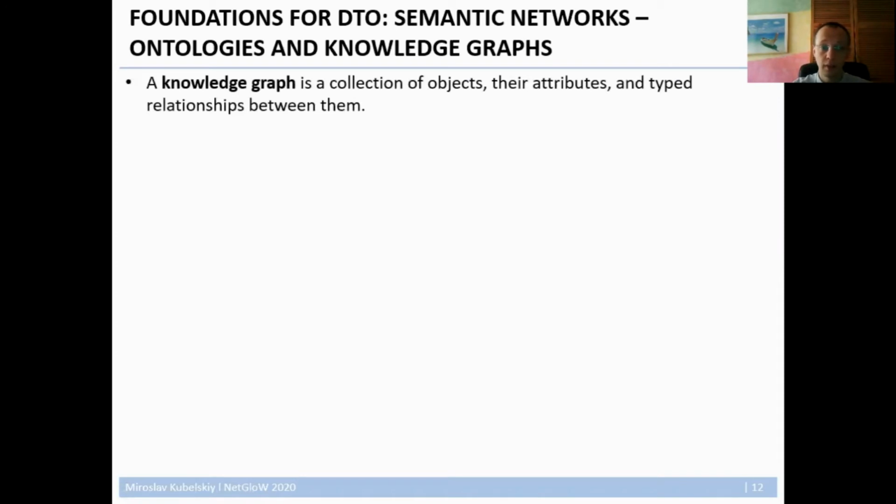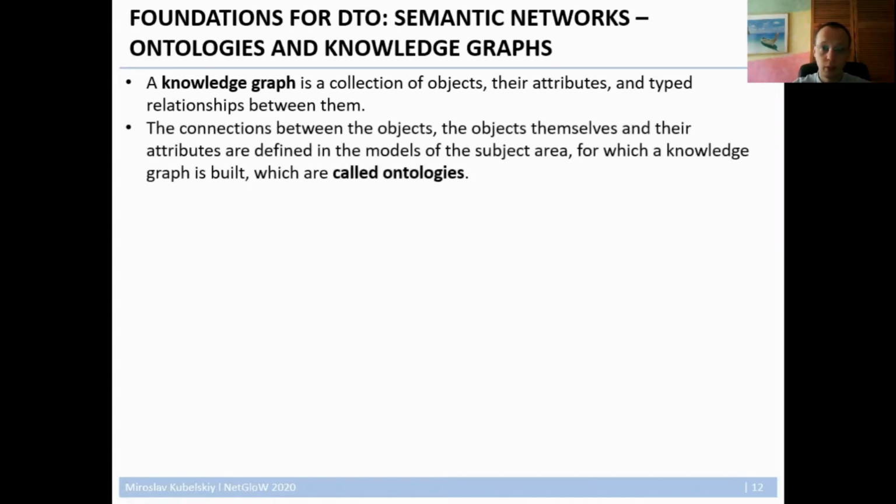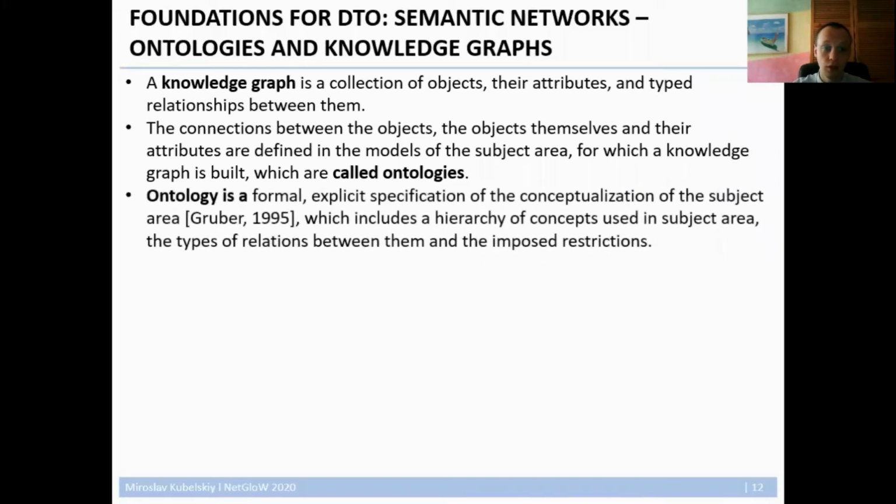Knowledge graphs can be considered as a collection of objects, their attributes, and the relationships between them. The objects themselves and their attributes are defined in the models of the subject area, for which a knowledge graph is built, which are called ontologies. An ontology can be defined as a formal explicit specification of the conceptualization of the subject area, which includes a hierarchy of concepts used in the subject area, the types of relationships between them, and imposed restrictions.